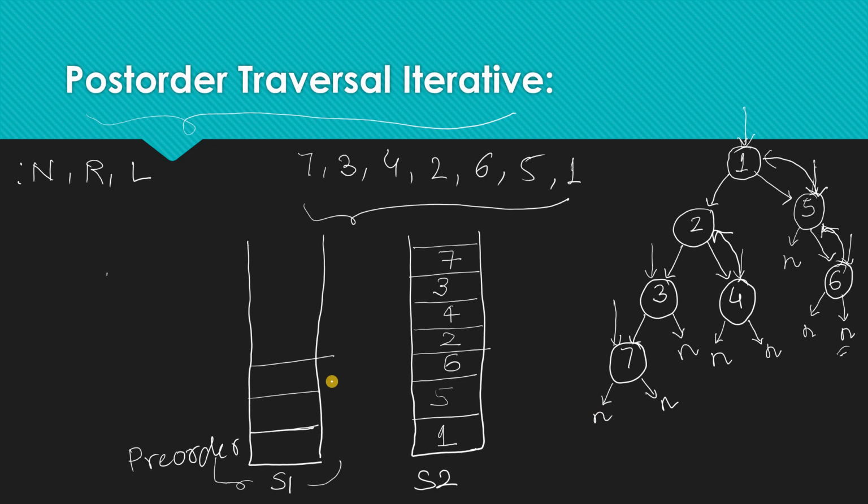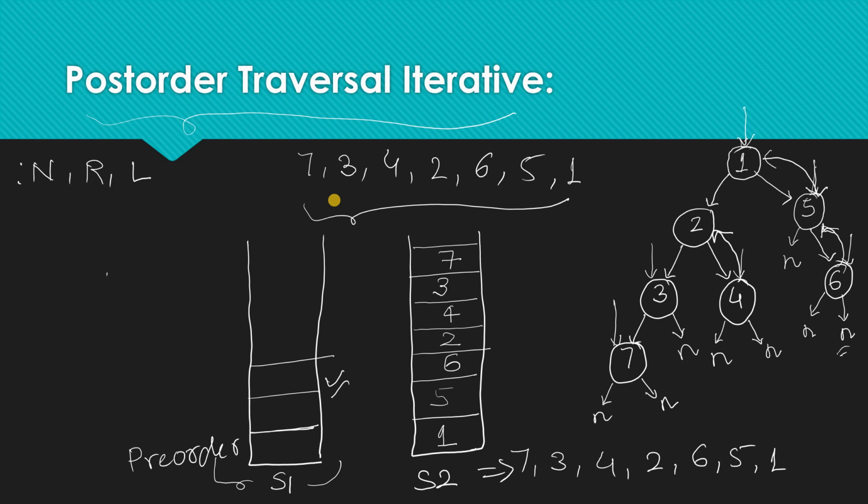At this point our stack 1 is empty, right? So what we'll do, we'll print whatever values are there in stack 2. So we'll keep on printing the elements by popping the elements from the stack. So what will be the output? The output will be 7, 3, 4, 2, 6, 5, 1, which is similar to our post order traversal. So I hope now you understood how the post order traversal in iterative manner can be implemented by using two stacks.